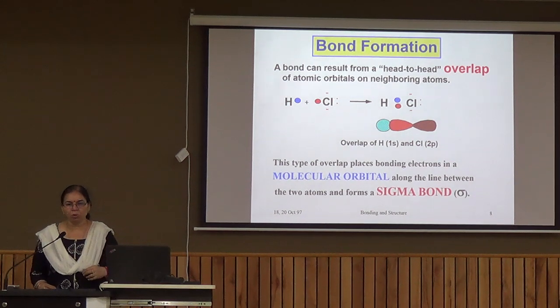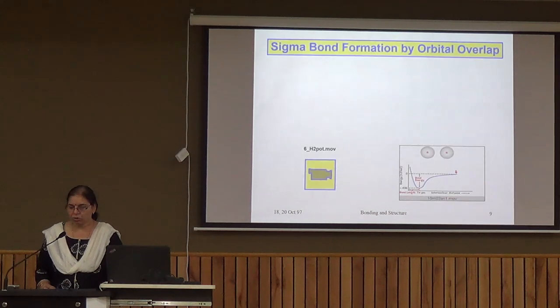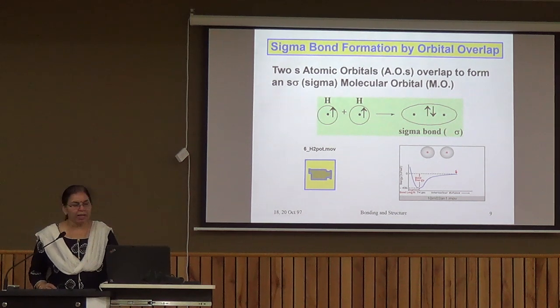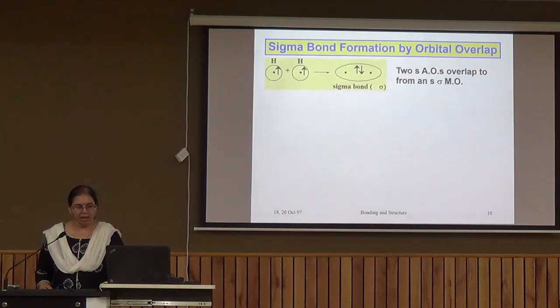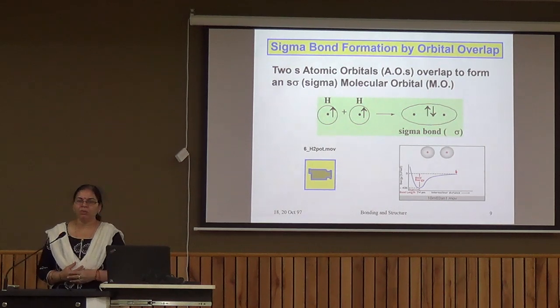Just like I have told you earlier, the sigma bond is formed by head-to-head overlapping, and the overlapping is to a large extent, and this is a strong bond. Now two atomic orbitals overlap to form a sigma bond and molecular orbital, and they can be shown like this. And one more thing I want to tell you: see the place where the head-to-head overlapping will take place.